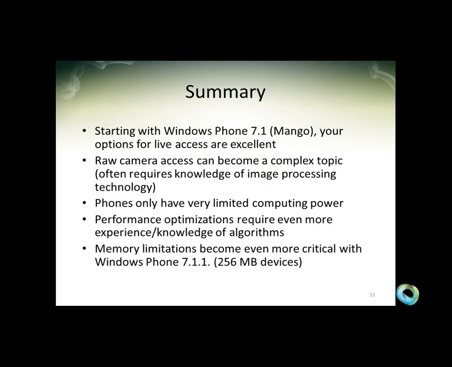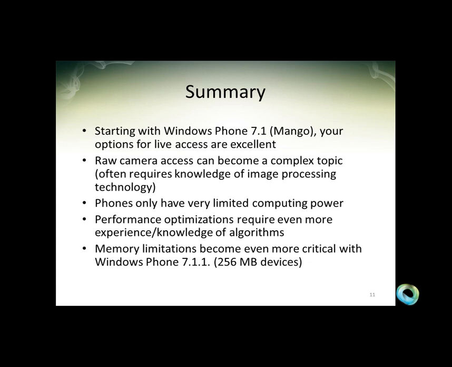Okay, to sum it up, starting with Mango, we have options for live access. Raw camera access is really easy to do at first, but it can become quite complex if you, for example, want to get into processing the raw images. Phones only have very limited computing power, so don't expect that you can, for example, apply great effects and still maintain a frame rate that is real time. You will see that with advanced effects the frame rate will drop to very low values.